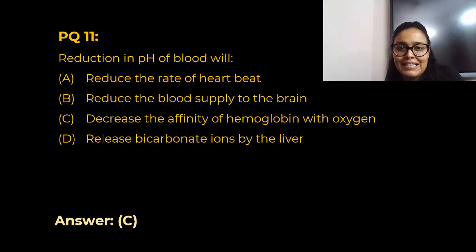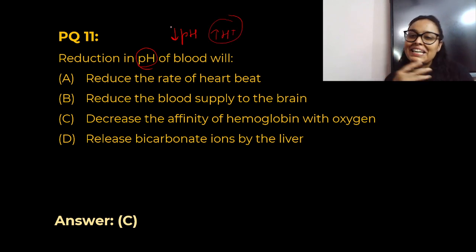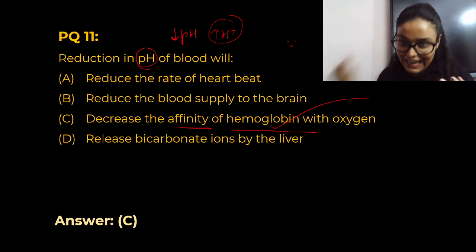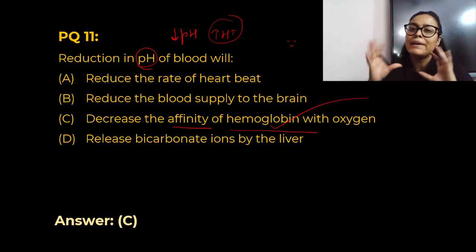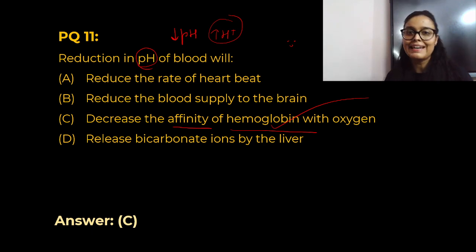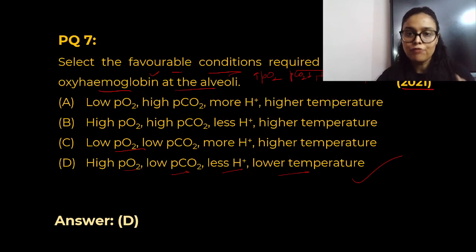And since 2016, they have asked this question: if we reduce the pH, reduction means hydrogen ion increases, an acidic condition, which is seen in your tissue. So ultimately, it will decrease the affinity of hemoglobin with oxygen. It's making sense. So kids, this is how you have to read NCERT, and you have to solve many questions along with that. Just imagine what kind of questions they can actually ask from this topic, right?